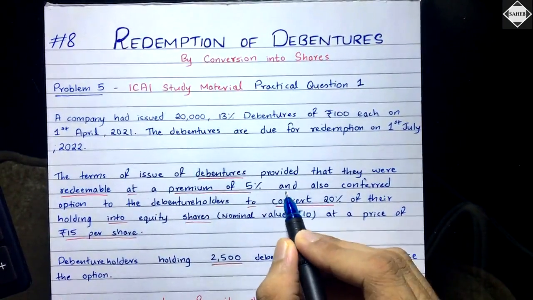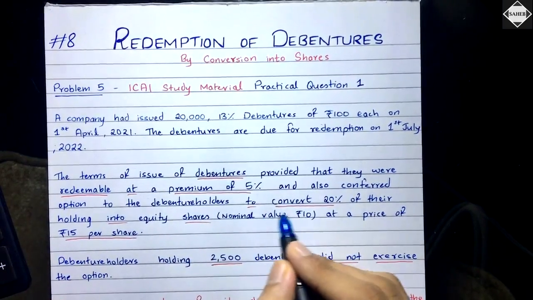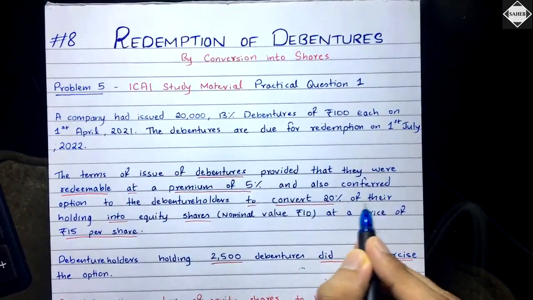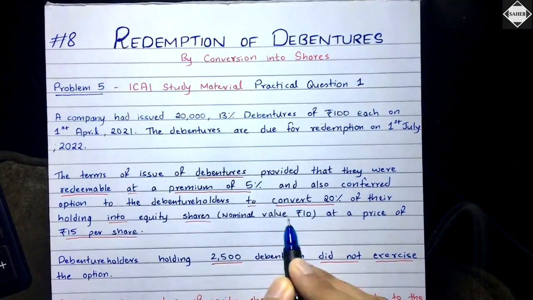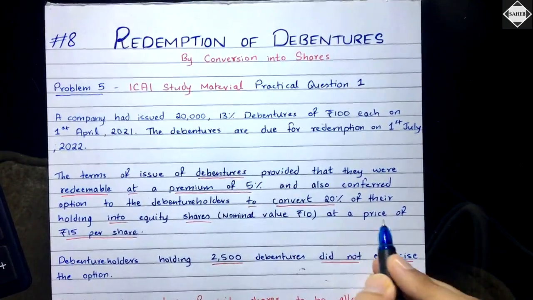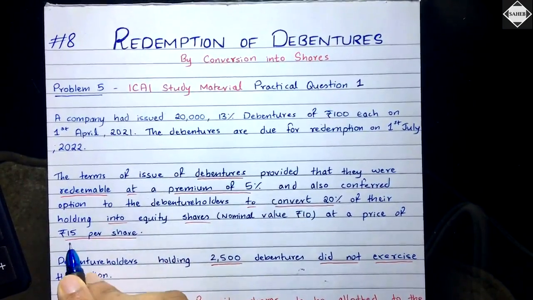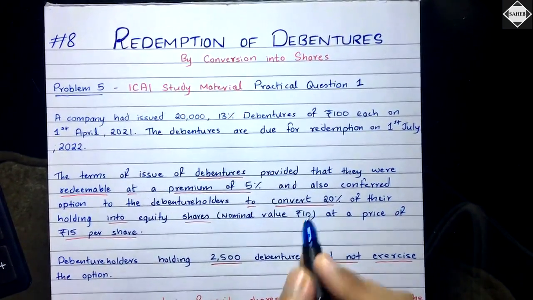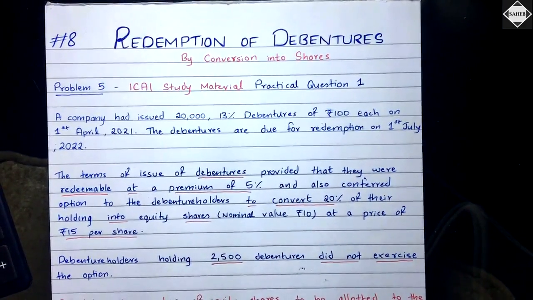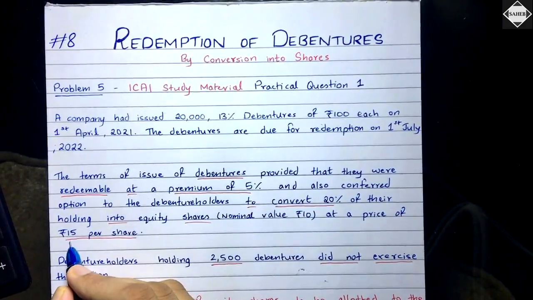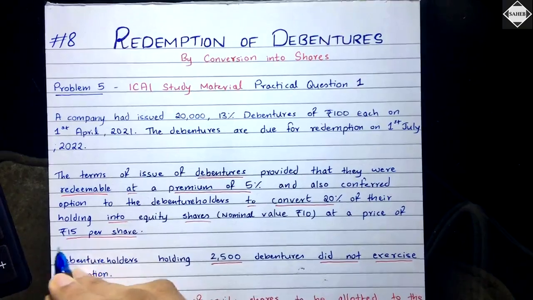Then they are saying they also conferred an option to the debenture holders to convert 20% of their holding into equity shares, and the face value of those shares would be rupees 10, at a price of rupees 15 per share. The issue price of the equity share would be 15 rupees. The face value is rupees 10, and we are not concerned about the face value over here in the calculation. We will consider the issue price, as I have told you. So this rupees 15 is our issue price.